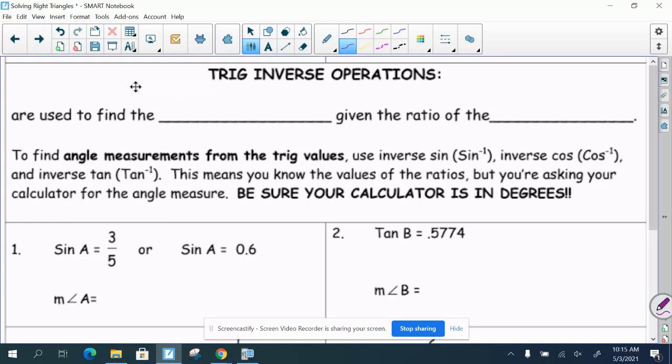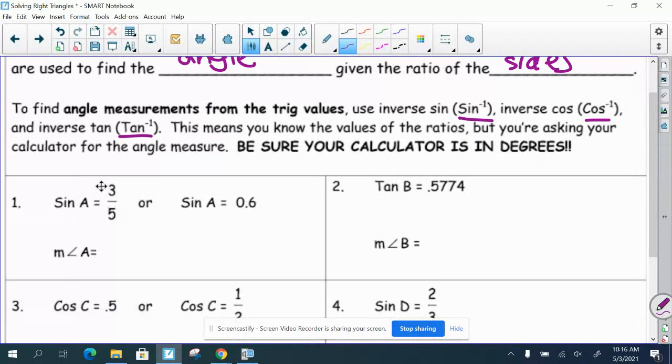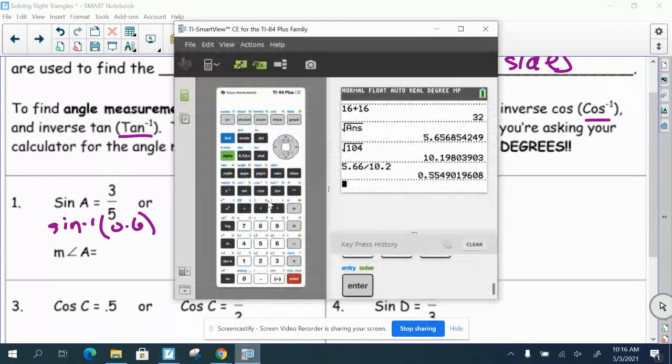Inverse trig operations are sine inverse, cosine inverse, and tangent inverse. They're used to find the angle given the ratio of the sides. So if you know the sides but you don't know the angles, you can use this to find angle measures from the trig ratio values. These are buttons on the calculator, so you just press second and then the sine, cosine, or tangent button. If you have the sine of A equals 3/5, you would take the sine inverse of 3/5, which is also 0.6, in your calculator, and that should give you the angle measure.